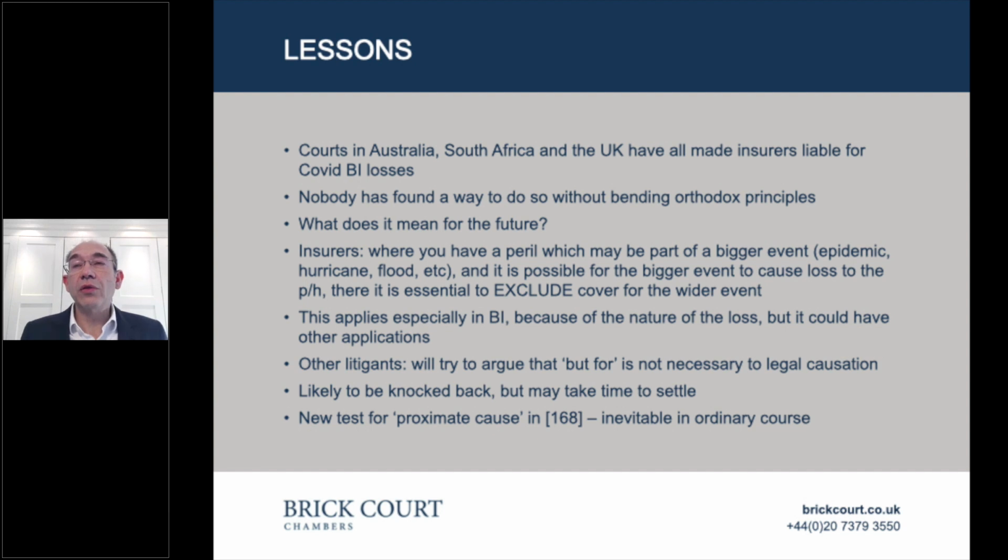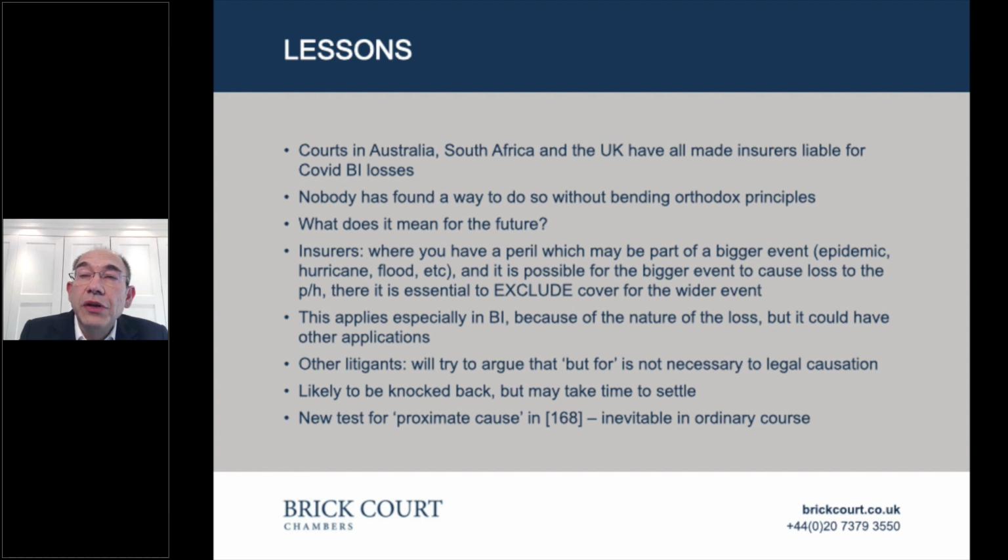Just a few very quick thoughts on what might be some of the lessons from this in a big picture kind of way. Courts in Australia, South Africa, and the UK have all made insurers liable for COVID business interruption losses on essentially every point that's come before them. None of them have found a way to do so, if I may say so, with great respect to all these courts, without, I put bending on the slide, maybe that's a bit strong, but certainly without some surprising development of what previously were thought of as the orthodox principles in this field.